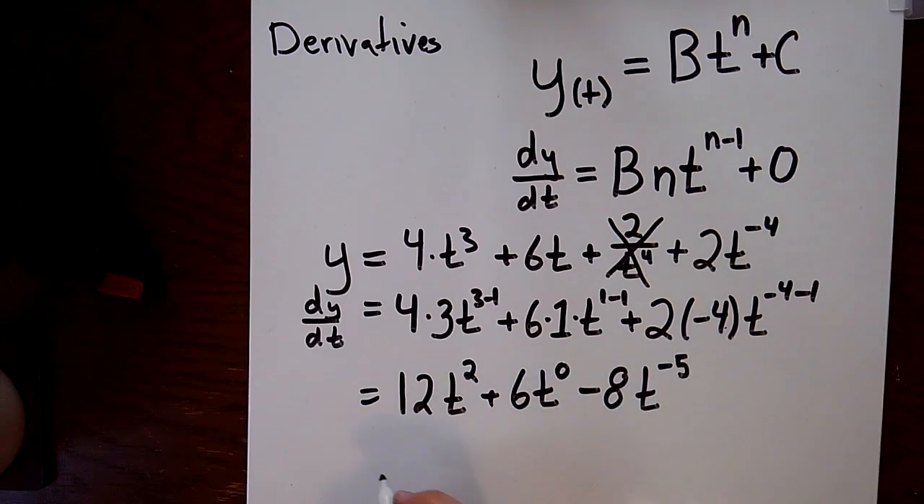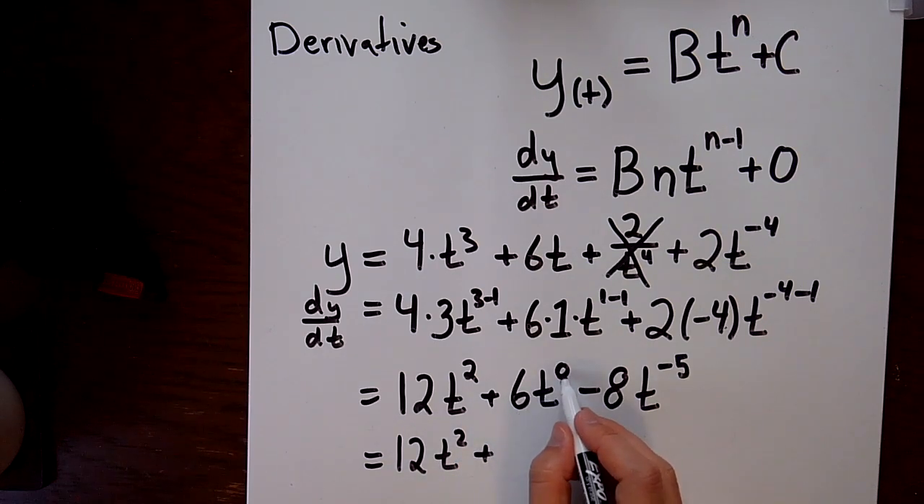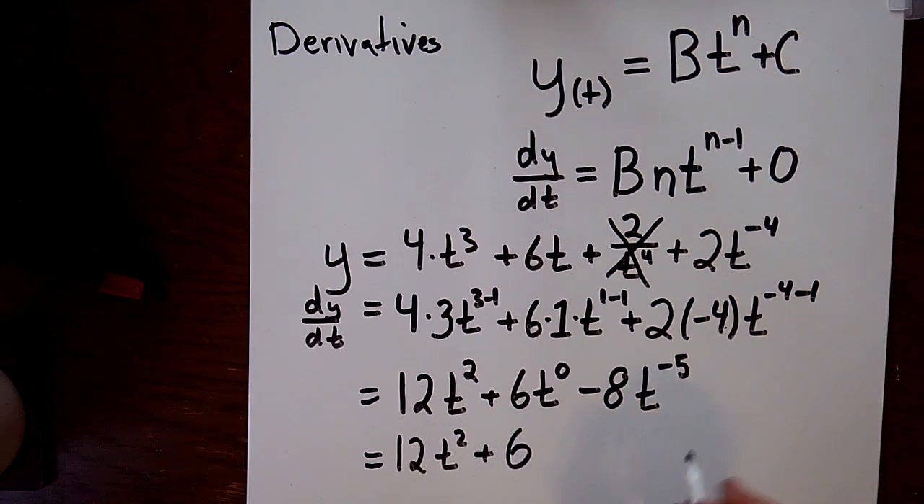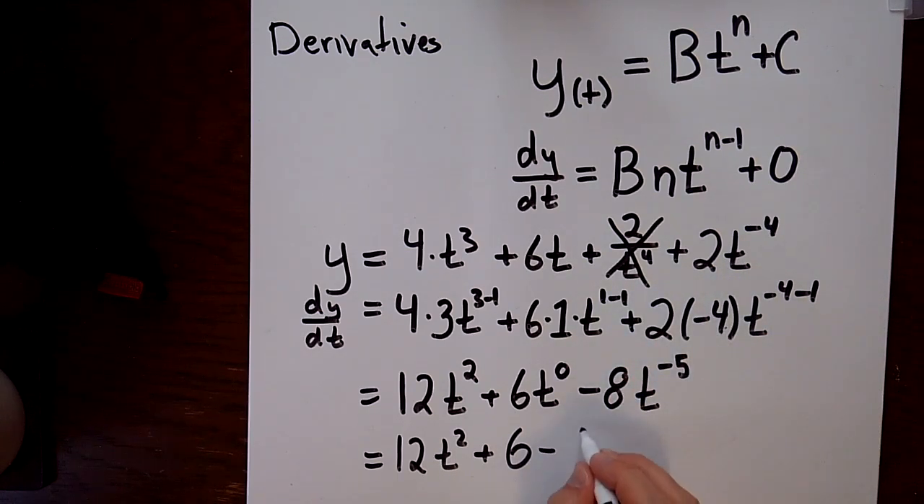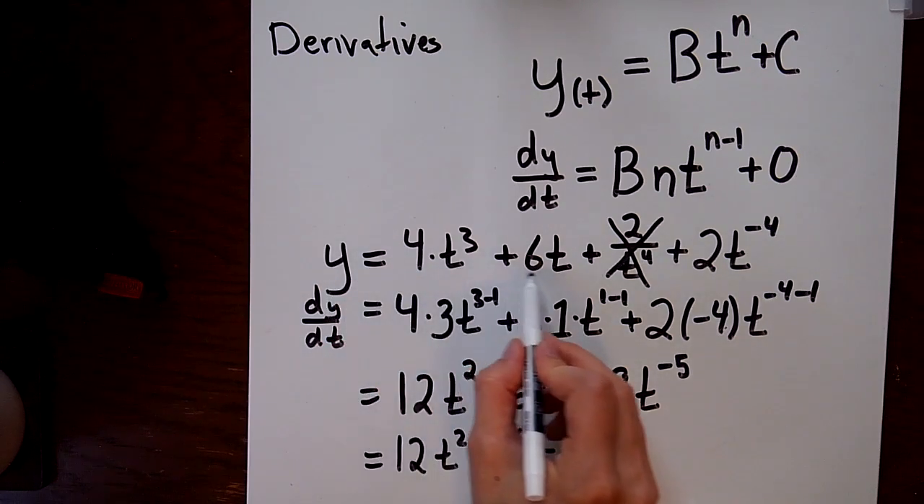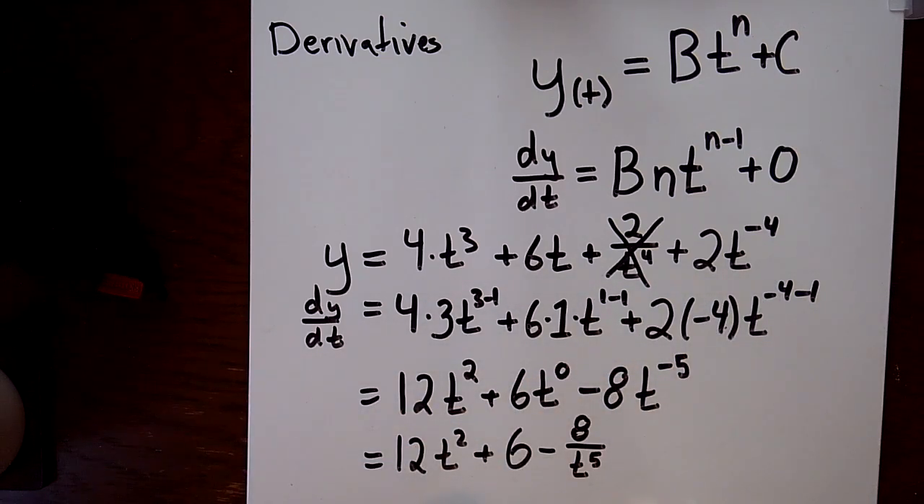And we can clean this up even some more. 12 times t squared plus 6 times t to the 0. Well, anything to the 0th power is just 1. So this is actually just 6 times 1, or just 6. And then here we have t to a negative power. So we can basically undo what we did here and go back to a fraction. So that's negative 8 divided by t to the 5th. And so this is the derivative of this equation up here. And that's how you do power derivatives.